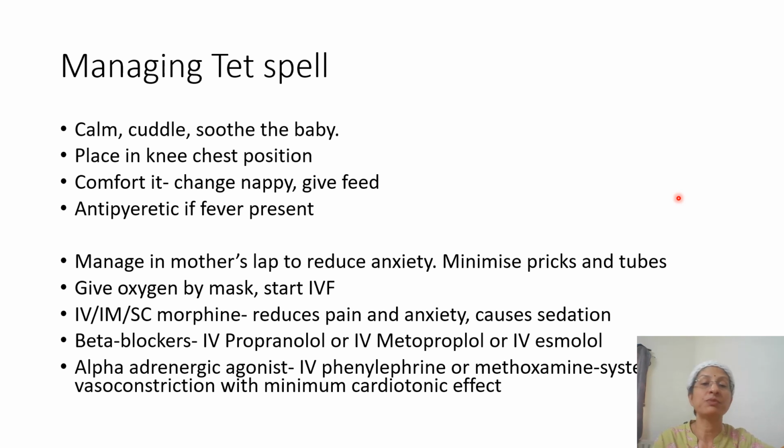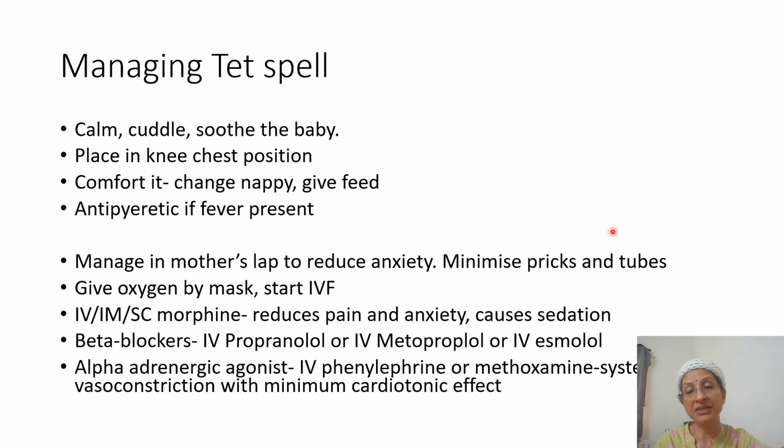What to do in the hospital has been listed here. Okay, so the most important thing is to manage the baby in the mother's lap. This will reduce anxiety. Remember the point I told you about sympathetic overdrive resulting in the precipitation of the TET spell. So if you keep the baby in the mother's lap and then do whatever measures you are undertaking, there will be at least some degree of reduction of anxiety in the baby's mind, and therefore the sympathetic overdrive will be decreased.